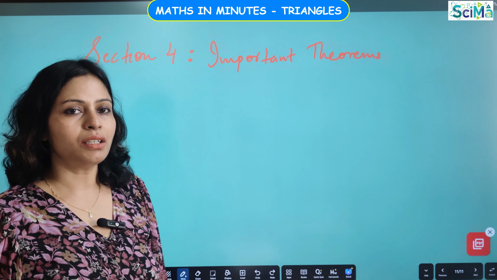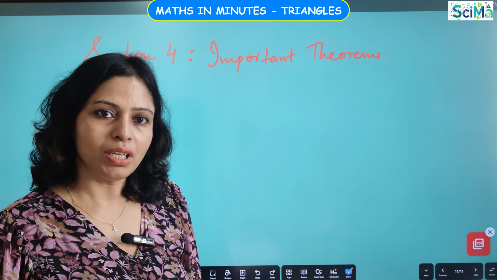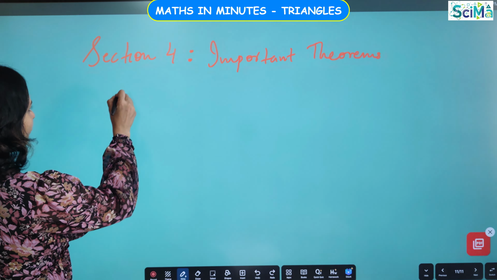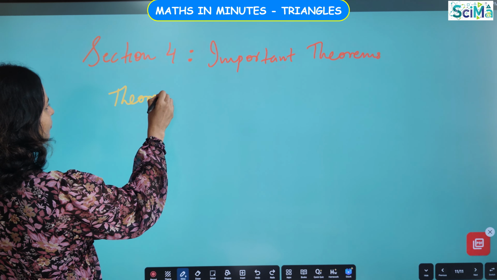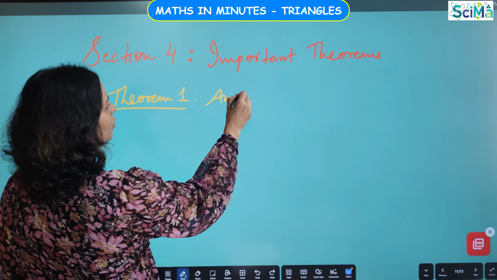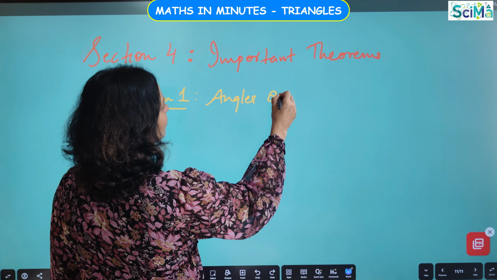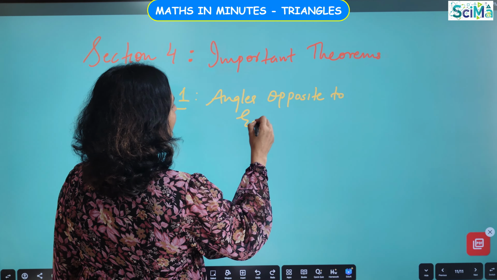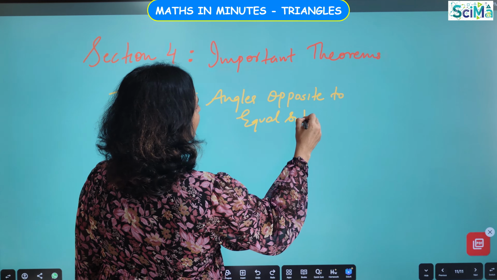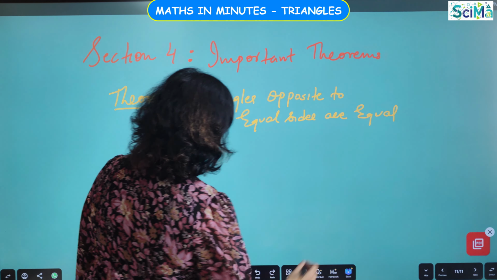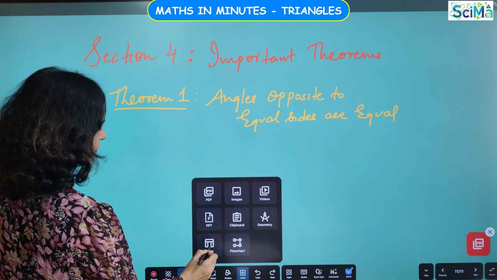So let's learn 2 theorems which are given in this chapter. So the theorem 1 here is: angles opposite to equal sides are equal. Construct.